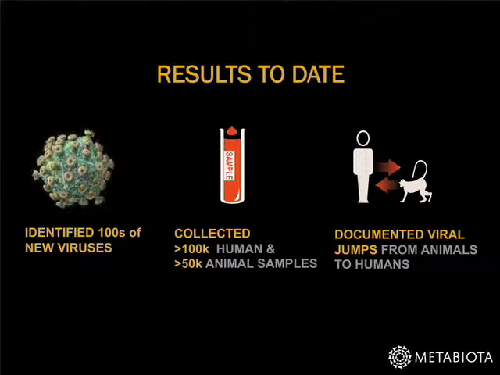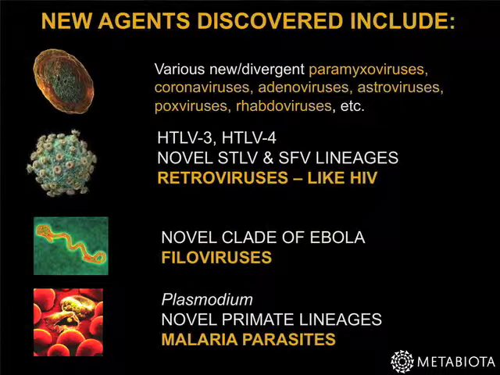We've collected a large number of samples, and we've documented jumps of viruses from wildlife into humans. We actually documented one human into wildlife as well, but that's a different story. This just shows some cool pictures of viruses and outlines basically some of our discoveries, and I'll go over a few of them in a little bit more detail. But you can see that we identified various new and divergent viruses, including paramyxoviruses and coronaviruses, some of those viruses that you see in the news that previously have been associated with human outbreaks.